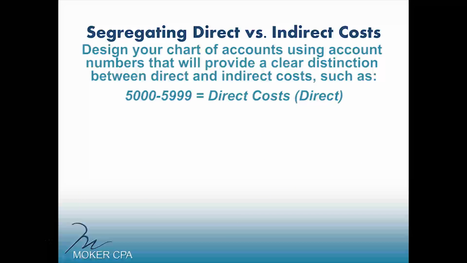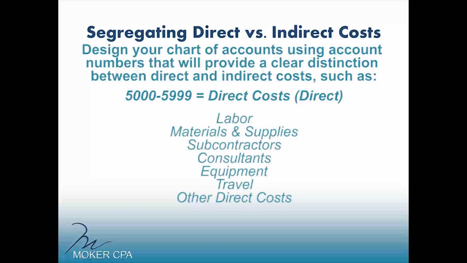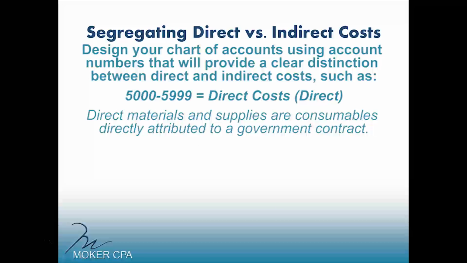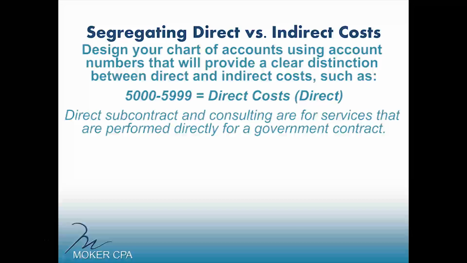Direct costs are typically structured in a consistent format as budgets included in your government proposals. Direct costs normally include labor, materials and supplies, subcontractors, consultants, equipment, travel, and other direct costs. Direct labor is the result of your labor distribution system. Direct materials and supplies are consumables directly attributed to a government contract. Direct subcontract and consulting are for services that are performed directly for a government contract.